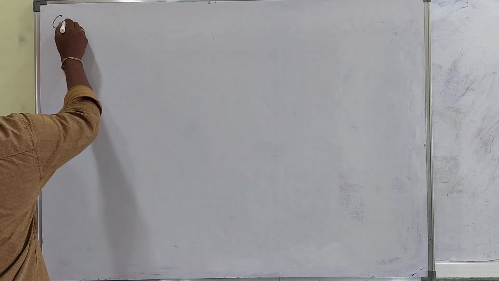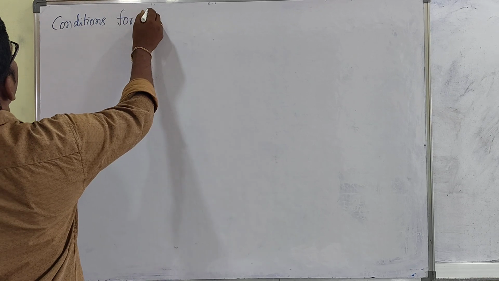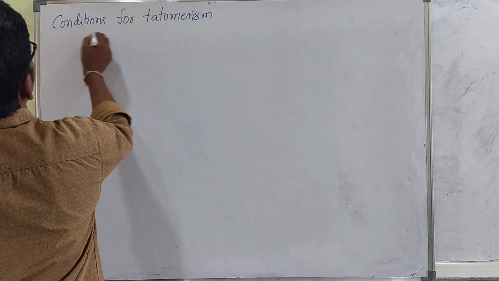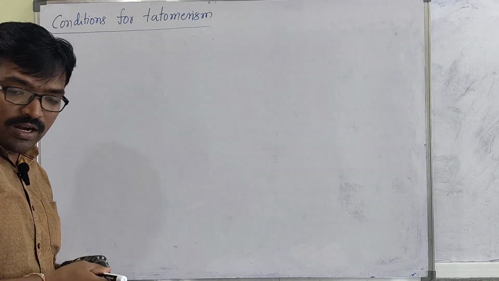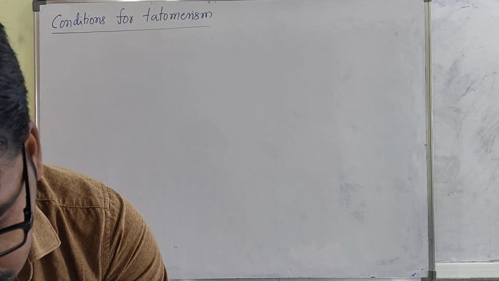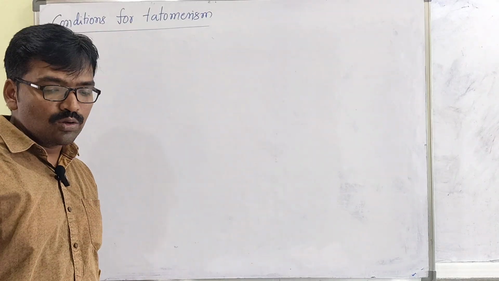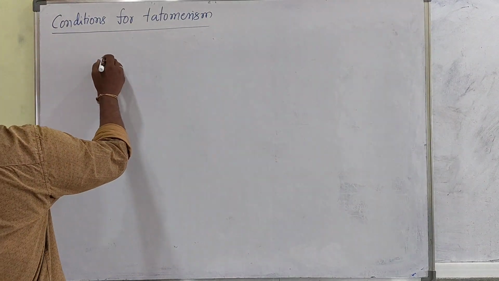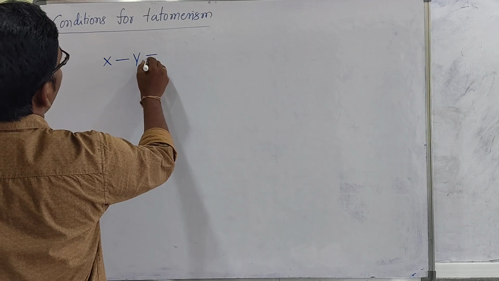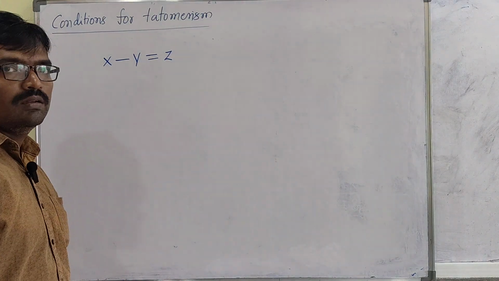Conditions for tautomerism. Conditions for tautomerism. Right. Sir, what are the conditions? What are the conditions? We'll see. Sir, in case whatever the compounds we are taking to exhibit tautomerism, they are in the form of X bond Y double bond Z, like this will be there. X bond Y double bond.